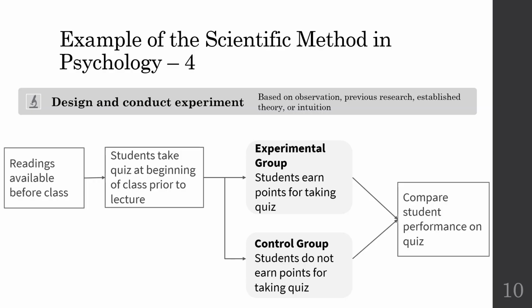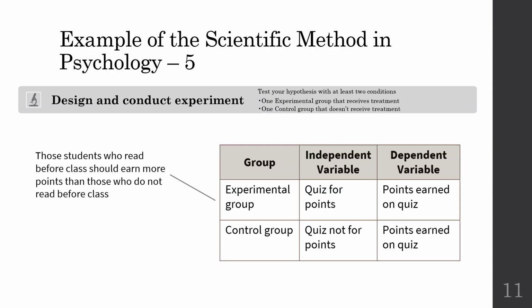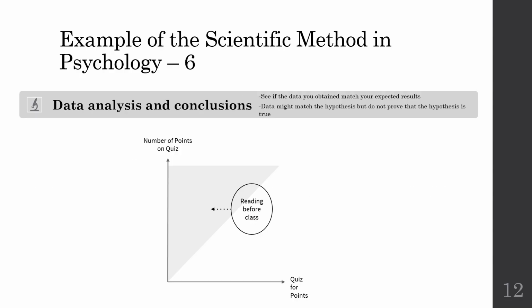Do we see more preparedness in the experimental group because they knew it was counting for points versus our control group? Now that we have our study designed, we conduct it and collect data. We separate out our groups and variables, and design our study in a way that lets us answer our research question based on our hypothesis. And then from there, again, we get some data analysis and draw some conclusions.